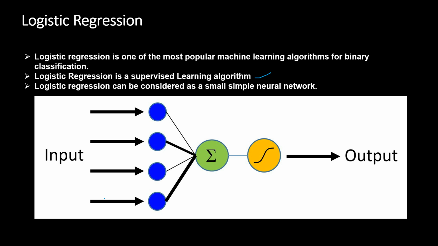So what is logistic regression? Logistic regression is one of the most popular machine learning algorithms for binary classification, and it is a supervised learning algorithm that can be considered a simple neural network. You can see the diagram here. We'll have an input, we'll have a summation, we'll apply an activation function, and we'll get an output. So let's understand step by step.